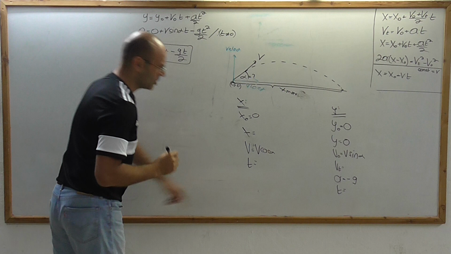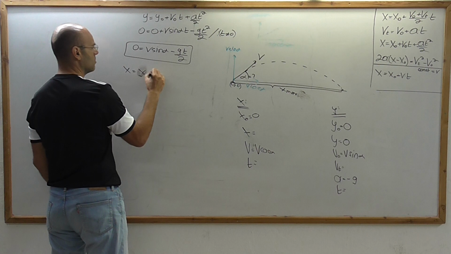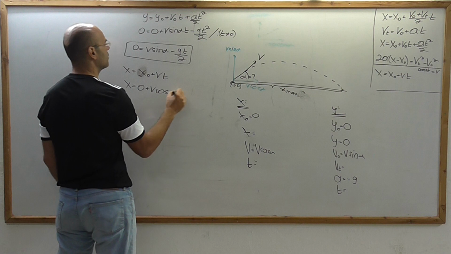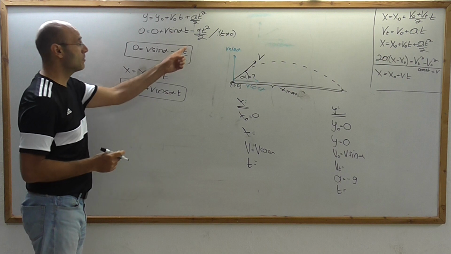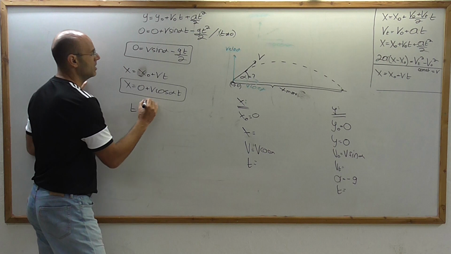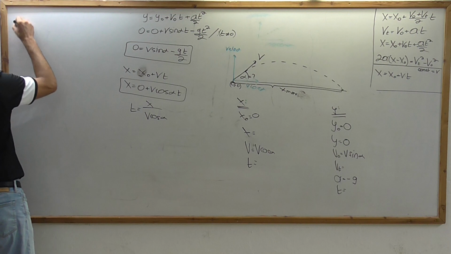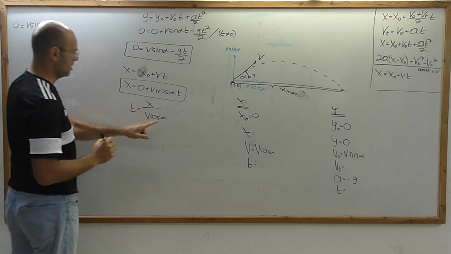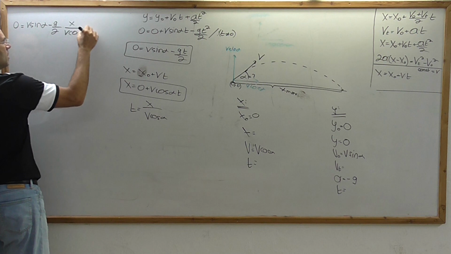Now let's write the equation here. X equals x0 plus vt, so x equals 0 plus v cosine alpha t. Now again, the t from here and the t from here are the same t. Let's isolate it from here and put it there. So I'll get 0 equals v sine alpha minus g over 2 multiplied by t, where t is x over v cosine alpha.